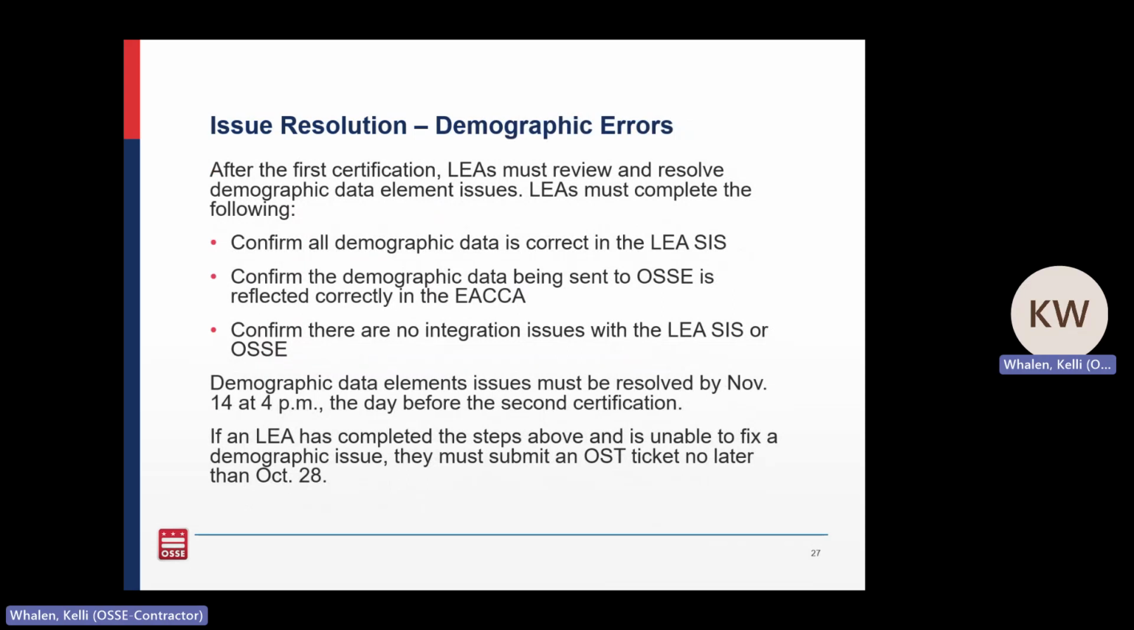And then to resolve demographic errors, after the first certification, you should review and resolve all of your demographic data issues. You need to complete the following. Confirm demographic data is correct in your SIS, confirm that the data being sent to OSSI is reflected correctly in the EACCA, and confirm there are no integration issues with the SIS or OSSI. Any demographic data element issues must be resolved by November 14th at 4 p.m., the day before second certification. If you're having issues and you cannot fix something on your own, you need to submit an OST ticket no later than October 28th.